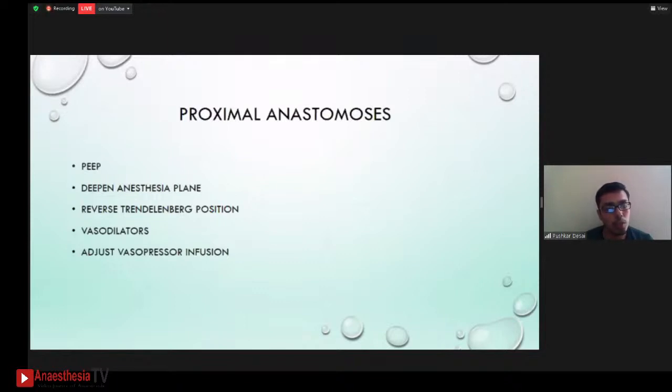During this proximal anastomosis, as a standard we have to maintain systolic blood pressure between 90 and 100, and that can be achieved by using a deeper plane of anesthesia. We can give the reverse Trendelenburg position to the patient, using minimal vasodilators like nitroglycerin, then adjust the vasopressor infusion. We should stop it if required.